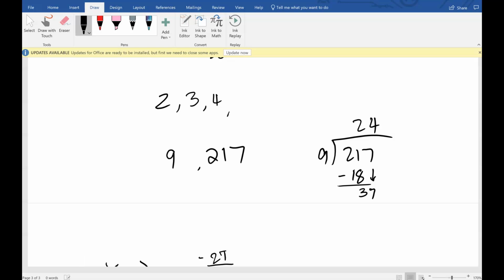And then you think of your multiplication tables. 4 times 9 is 36. Subtract, and there's a remainder of 1. That's your remainder. So this does not go in evenly because you have a remainder. Okay, so the answer is no. The first number is not a factor of the second number.